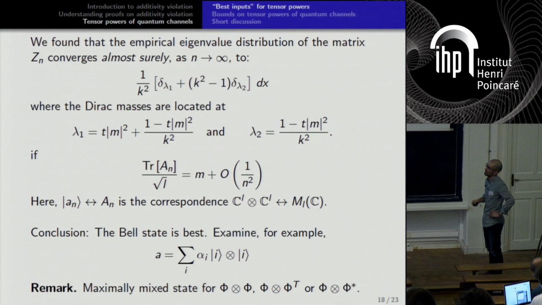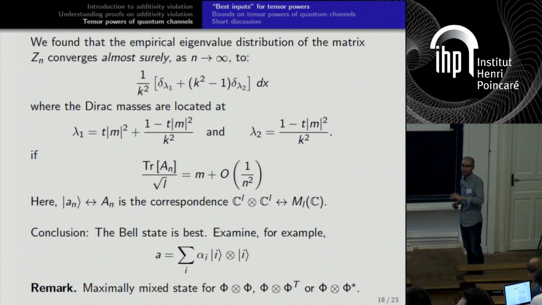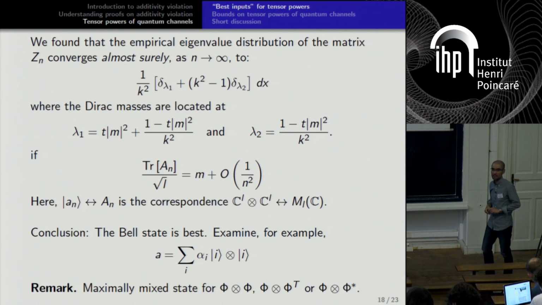So after this calculation, we thought that probably the Bell state is the best input. Anyway, we also worked on phi tensor phi, phi tensor phi transpose, and phi tensor phi star. And this transpose and star means that we turn that isometry into the transposed one or the starred one. But for this setting, we don't get anything good.